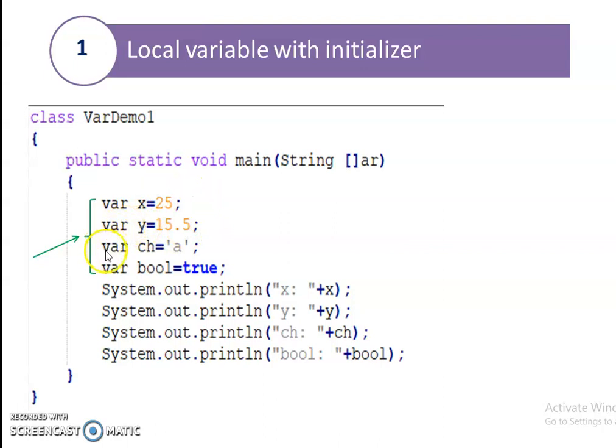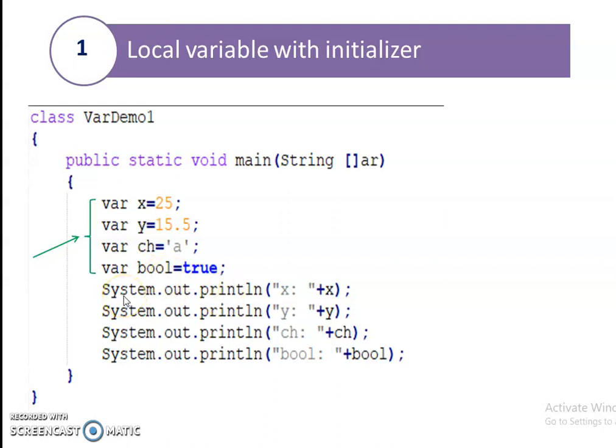In the next case we are writing var ch equals 'a'. So this is a character, we are assigning a character to ch, so it will automatically detect the type of ch and that will be char. In the next case we are writing var bool equals true. So here the variable name is bool and we are assigning true to it. So the data type of bool will be boolean.